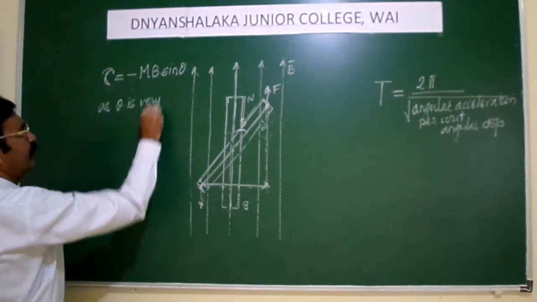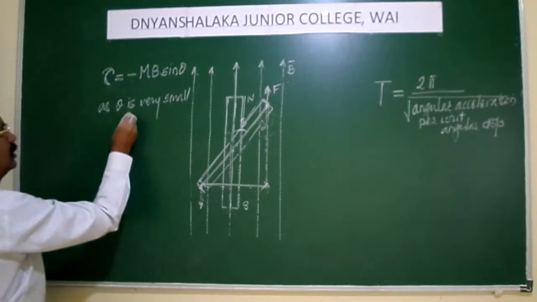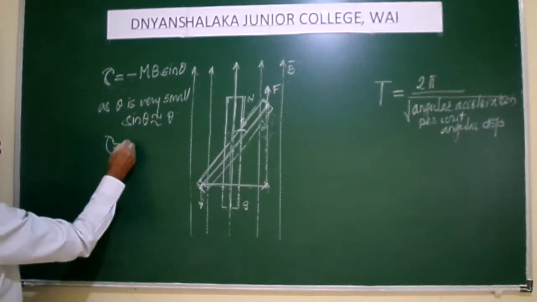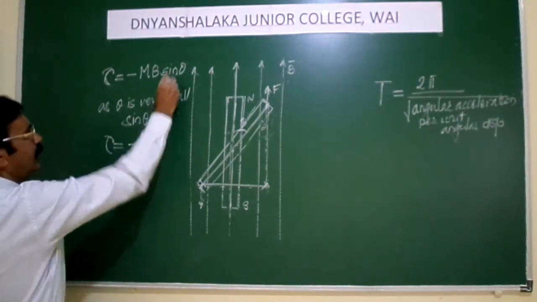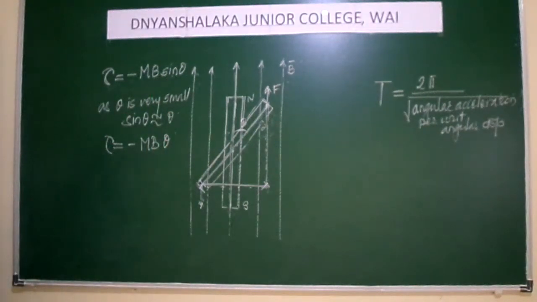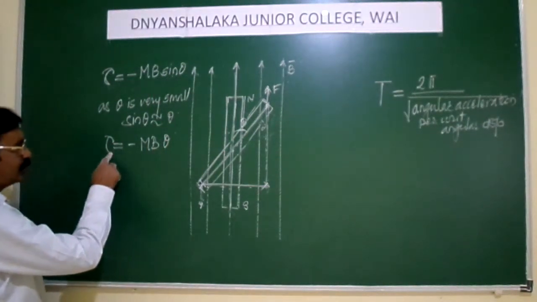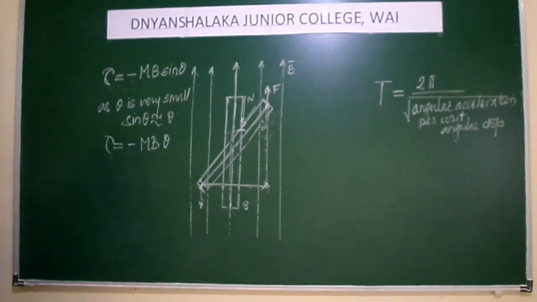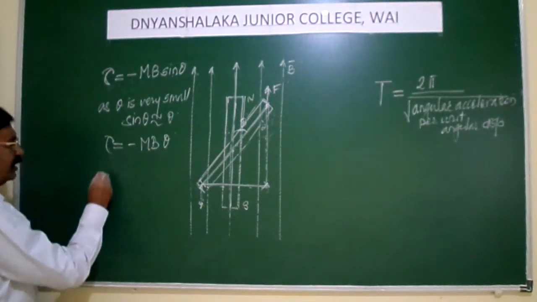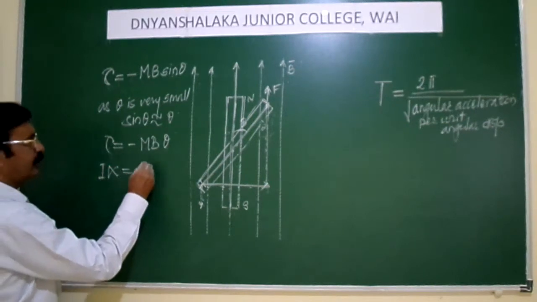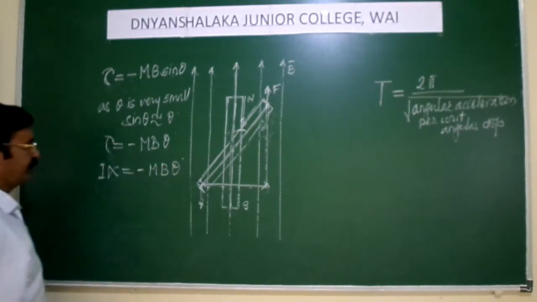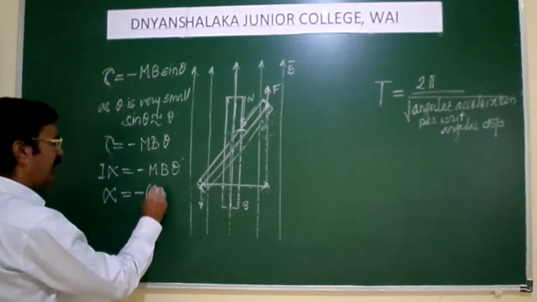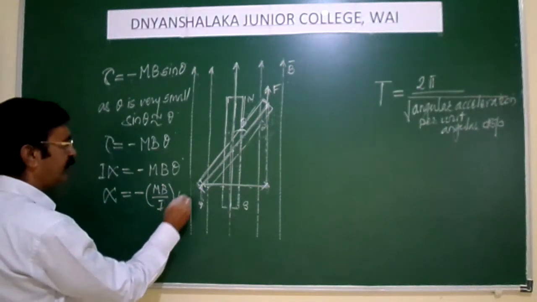as theta is very small, sine of theta is approximately equal to theta. So the restoring torque is minus MB theta. The minus sign indicates that the restoring torque is opposite to the angular displacement theta. We know that torque is I into alpha, and this is equal to minus MB theta. So alpha, that is the angular acceleration, will be minus MB upon I into theta.